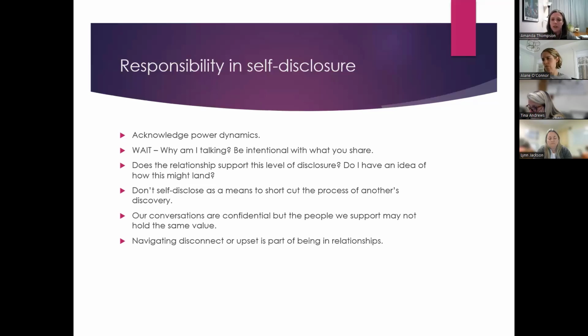But we also want to acknowledge that navigating disconnect and upset is a part of being in relationships with people. So I don't want to not disclose something because I am uncomfortable around it or I'm not sure how it's going to land. I want to accept that part of being connected with people is that there's bound to be disconnection, and that we can navigate that successfully in the relationship and not use it as a backstop to not disclose something and say, no, that's going to be too much for someone, or they're not in the space to hear that. Take the risk and know that we can navigate disconnect in relationships.